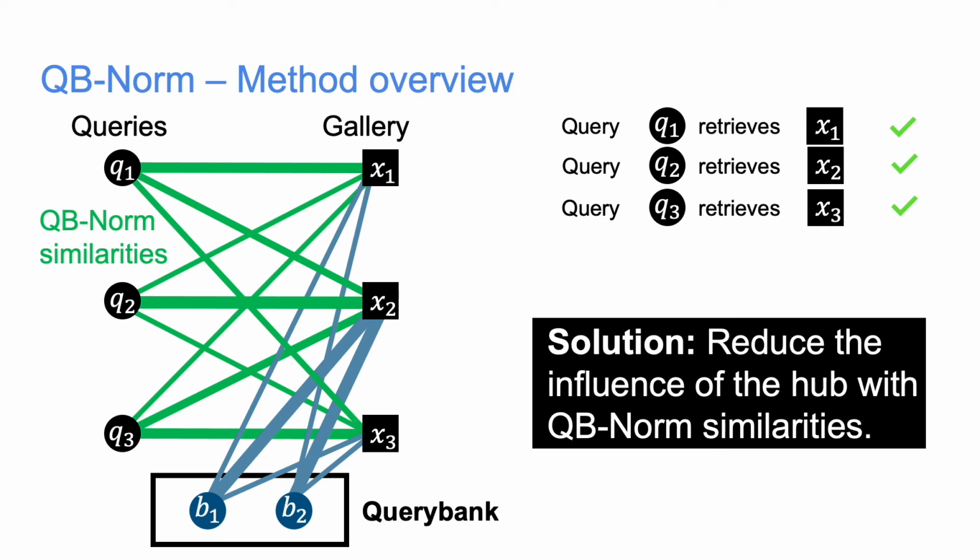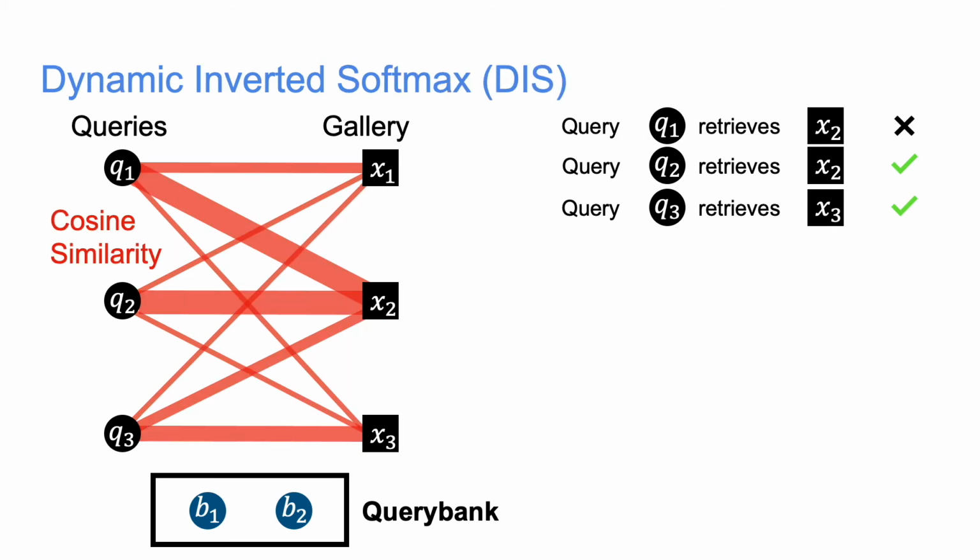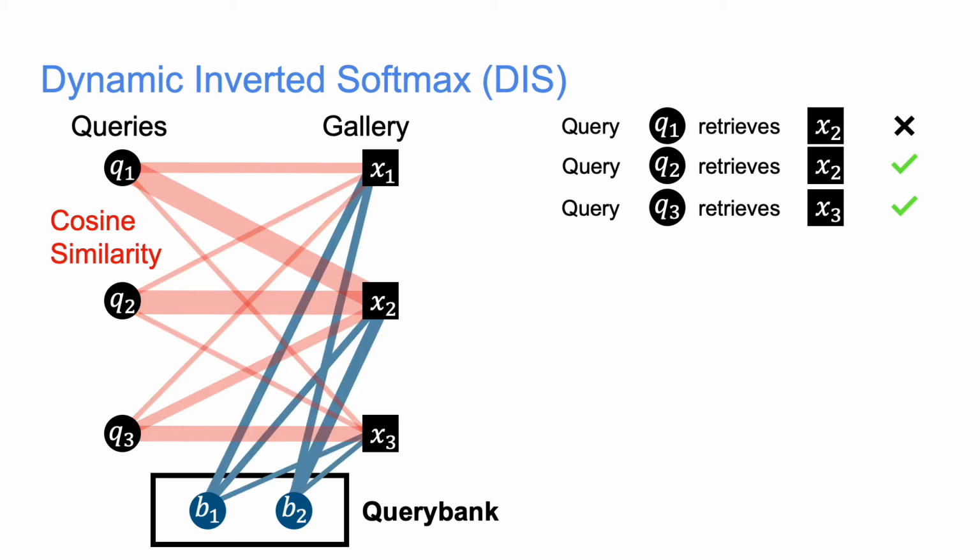Next, I will present our proposed normalization technique, which is more robust, called dynamic inverted softmax. Here is another example. In this case, Q2 and Q3 retrieve the correct video, while Q1 incorrectly retrieves video X2, making X2 a hub. As presented before, we compute the similarities between the queries from the query bank and all the videos from the gallery. We first observe which videos are retrieved using queries from the query bank and thus prone to be hubs. The videos that are retrieved will form the activation gallery. This can be done in the pre-computation step.